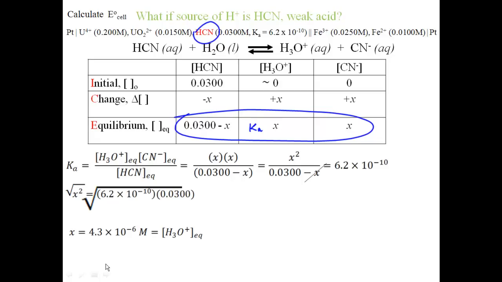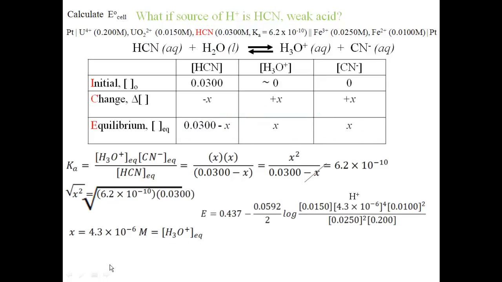Then I got to ask myself, what does X represent? Well, it represents the hydronium ion concentration. It also represents my concentration of CN minus, which I'm not worried about in this problem. But it does give me my hydronium, which tells me my H+ concentration that I have to plug into my Nernst equation. So I can go from here to my Nernst.